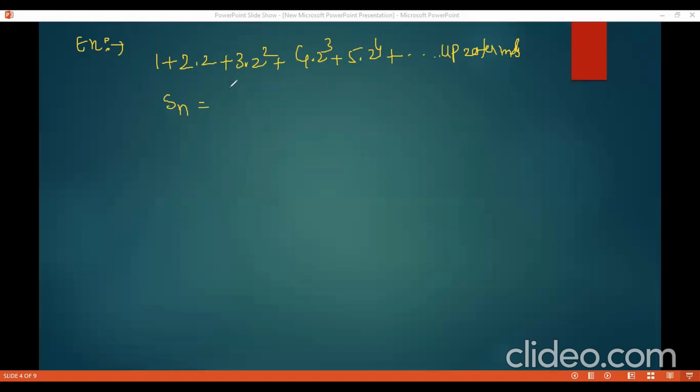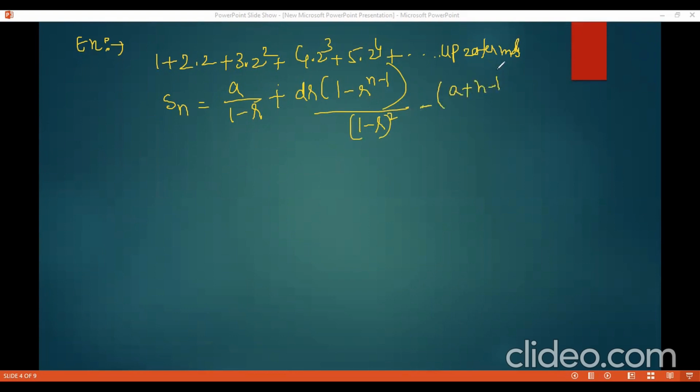Sn is equal to a by 1 minus r plus dr into 1 minus r to the power of n minus 1 by 1 minus r whole square, minus a plus n minus 1 into d by 1 minus r, into r to the power of n. So, how do we substitute?